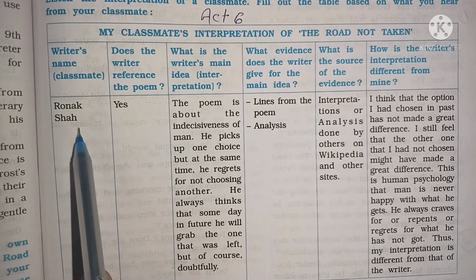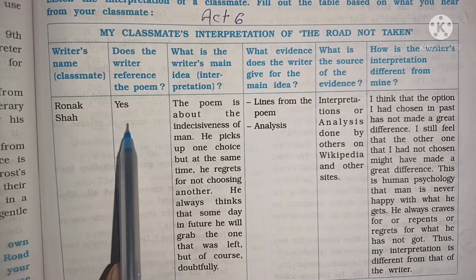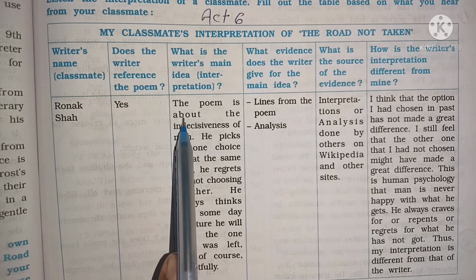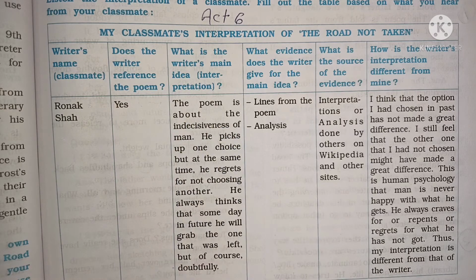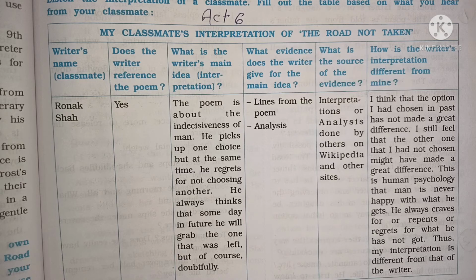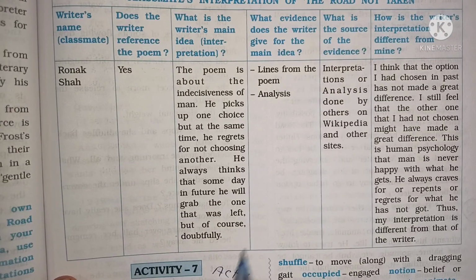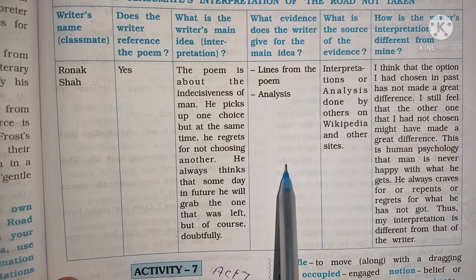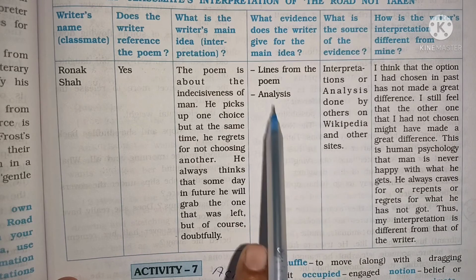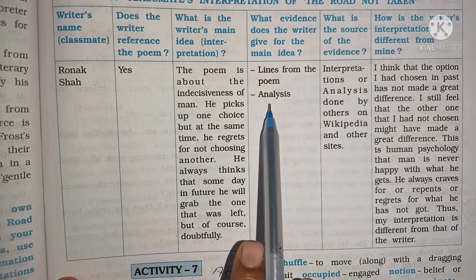In the first answer, Ronak Shah. Second column, yes. Third column, the poem is about the indecisiveness of man. He picks up one choice, but at the same time he regrets not choosing another. He always thinks that someday in future he will grab the one that was left, but of course doubtfully. Fourth column, lines from the poem, and second point, analysis.